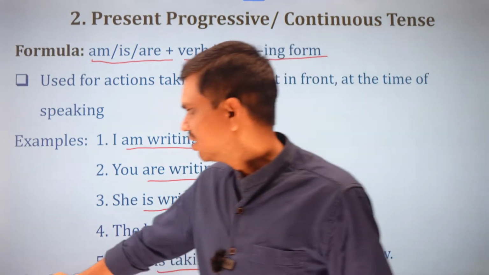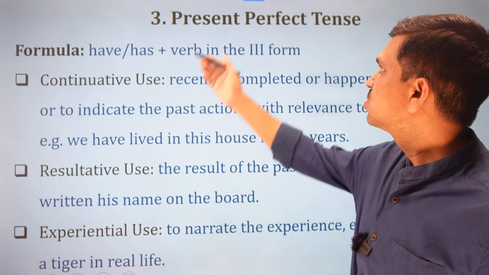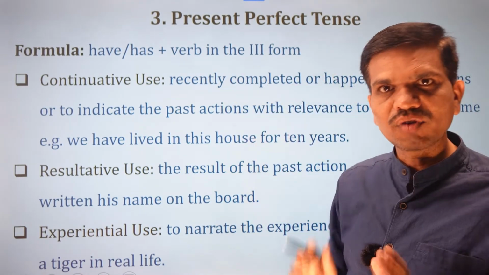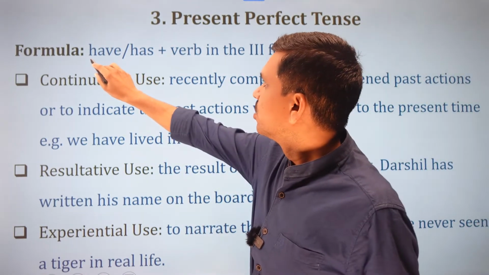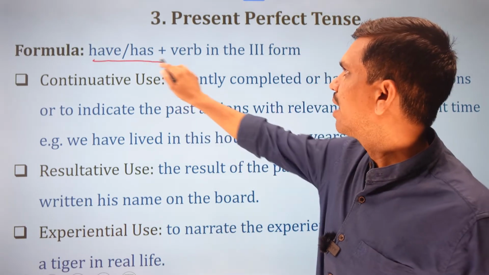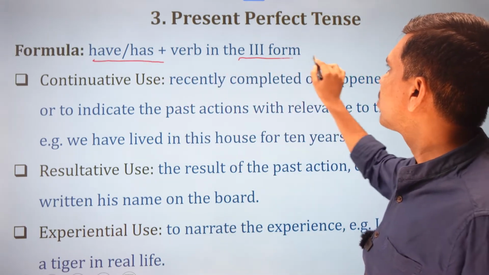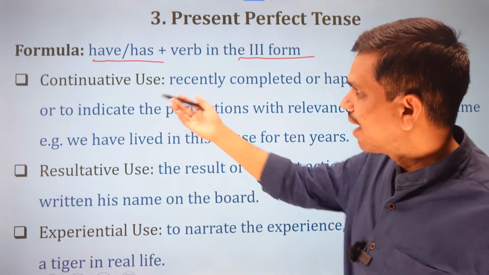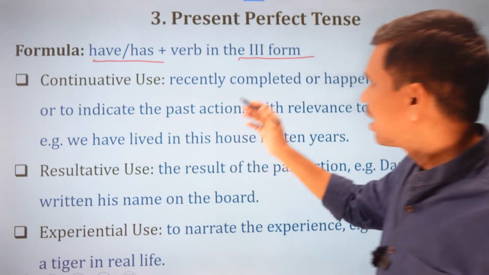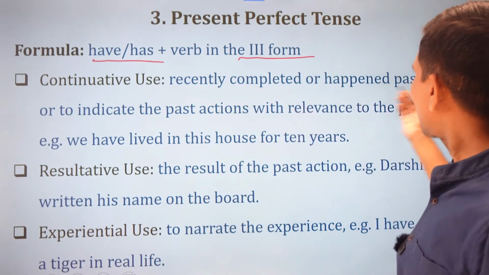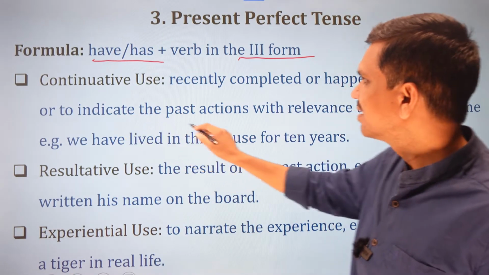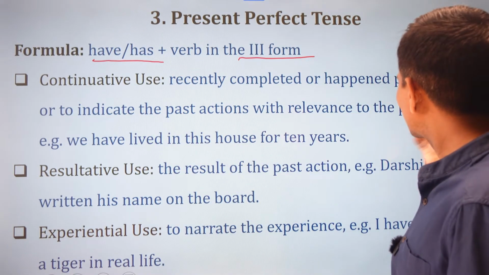Now let's move to the next tense. Here you see present perfect tense, and the formula is very simple. Use the helping verbs have, has plus the verb in the third form. It is used for continuative actions, recently completed or happened past actions, or to indicate past actions with relevance to the present time.